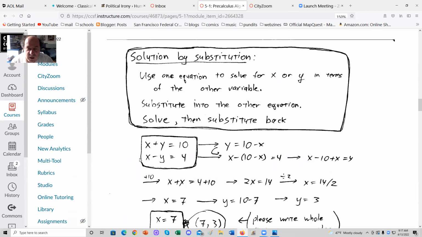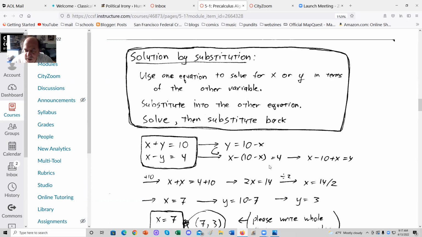First, we use one of the equations, let's say this one, to solve for x or y in terms of the other variable. So if x plus y equals 10, then y equals 10 minus x. That follows from this. Then we substitute this variable into the other equation. So you have x minus y equals 4. So you have x minus y, which is 10 minus x equals 4.